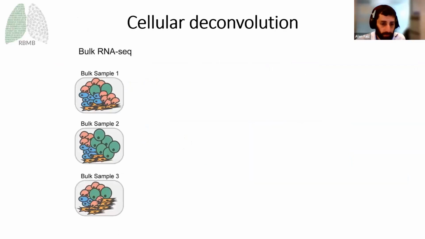So how does cellular deconvolution come into this? Well, cellular deconvolution is important because we know that when we collect a sample from a patient, such as a bronchial biopsy, they're not all the same composition. Many will have more basal cells, more ciliated cells, or more airway smooth muscle.